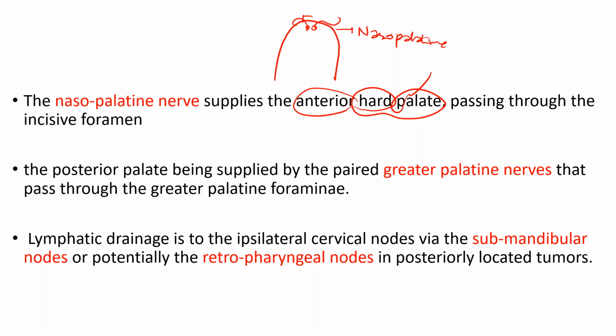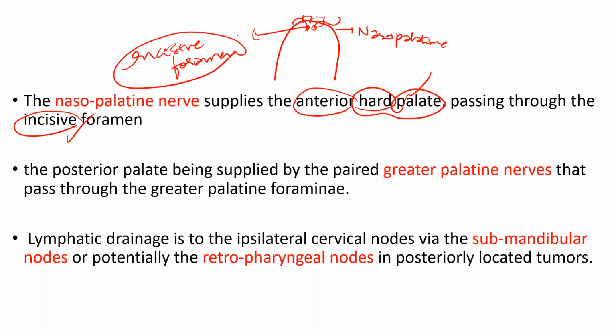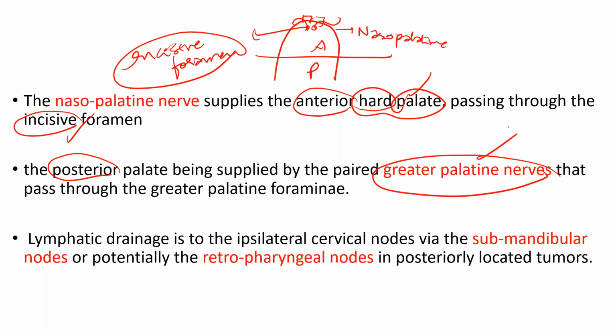Here will be the incisors, and the nerves pass through the incisive foramen. This foramen is called the incisive foramen. The posterior part of the palate is supplied by the greater palatine nerves. The greater palatine nerves will be coming from here, through the greater palatine foramen.